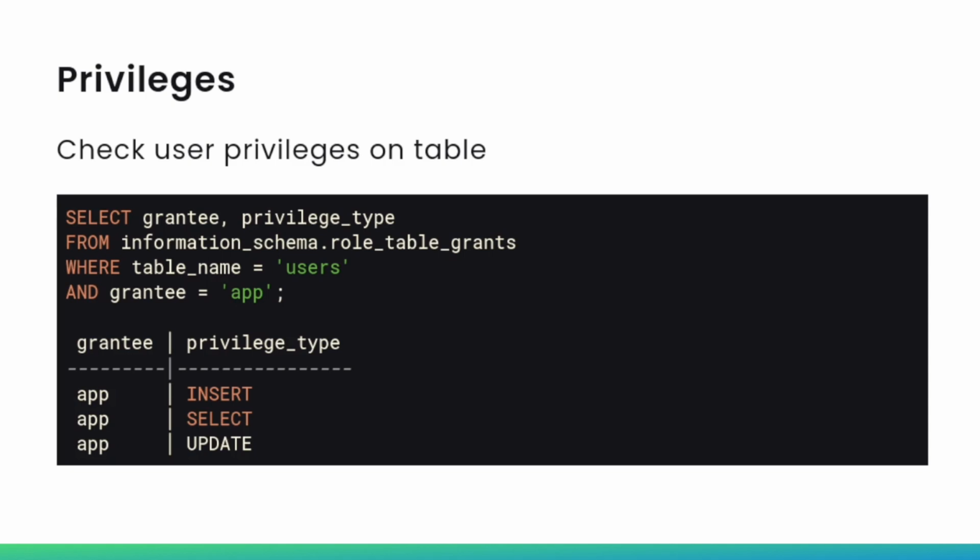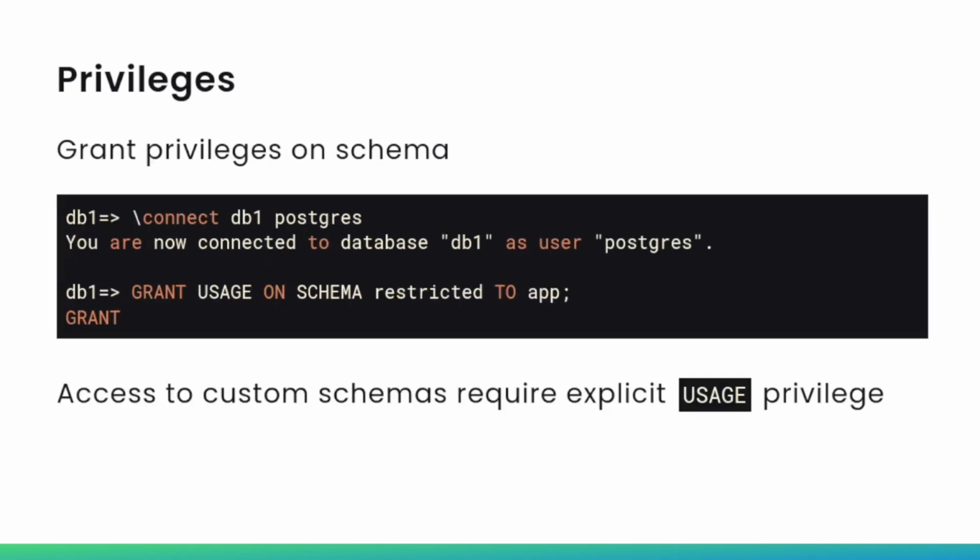If we want to check the privileges that a specific user has on a specific table, we can use the table role table grants from the information schema. Remember, I promised you that we are going to use some of these tables throughout this class. So we fetch from this table the grantee and the privilege type, where the table name is users, the object that we want to check, and the grantee, the user that we granted the privilege to, in this case, app. And we can see that we have insert, select, and update permissions for the user app on the users table.